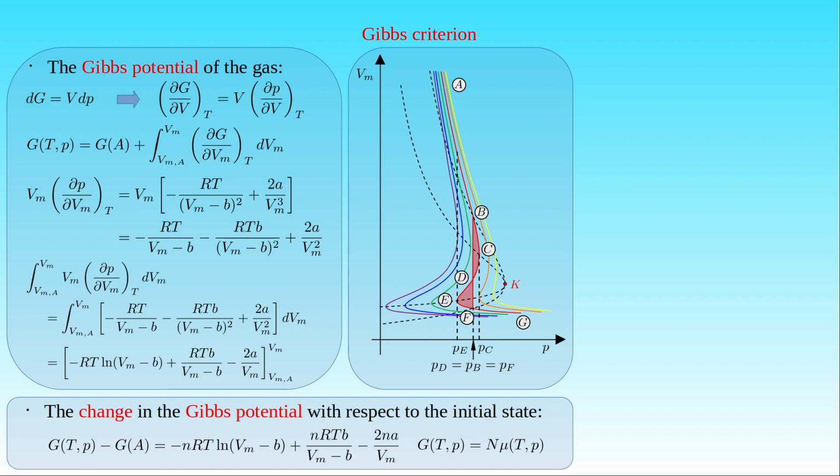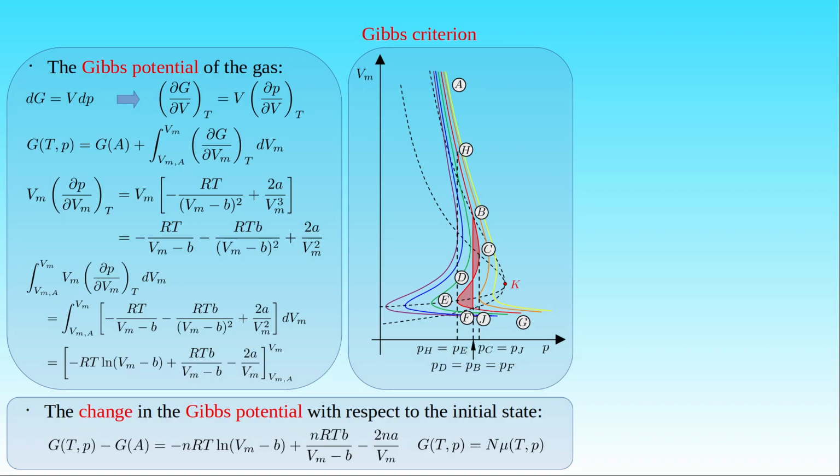We introduce the point H on the upper branch of the isotherm, where the pressure of the gas is equal to the pressure in the state E at the local minimum. Similarly, the point J on the lower branch of the isotherm represents the state where the pressure is equal to the pressure in the state C at the local maximum.